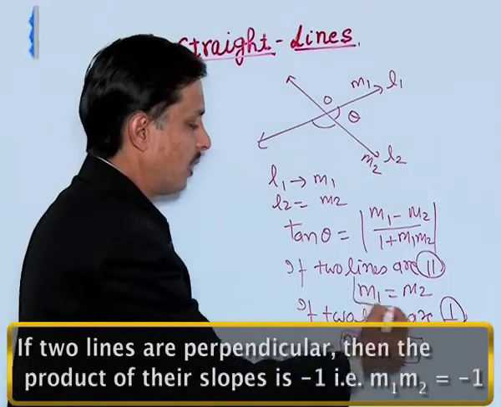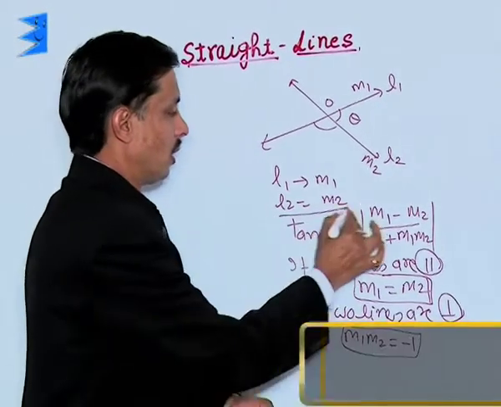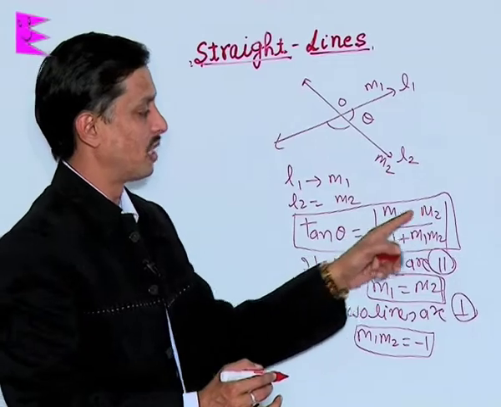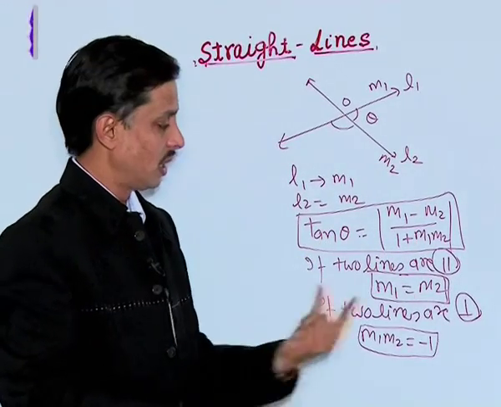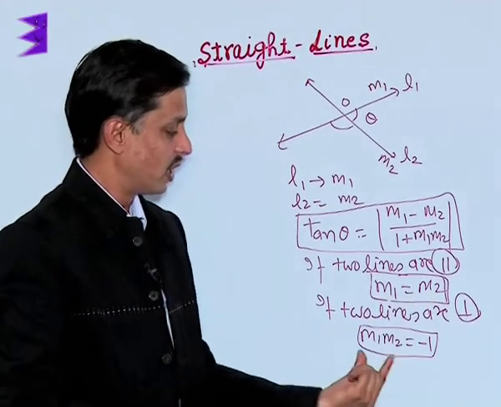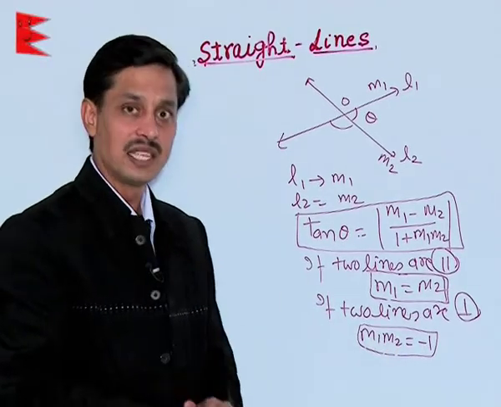So remember, there are three important formulae, conclusions. First, tan theta is mod of (m1 minus m2) upon (1 plus m1 into m2), the angle between two lines. Condition for two or more lines to be parallel: their slopes are equal. And condition for two lines to be perpendicular is m1 into m2 equals minus 1.